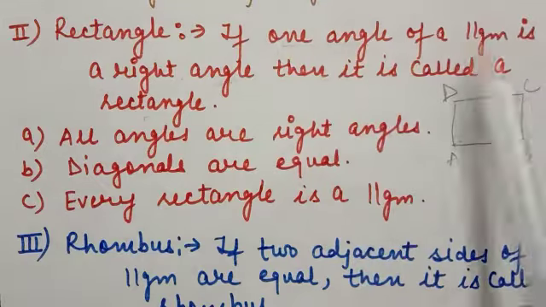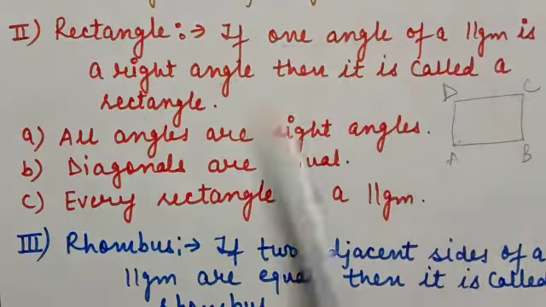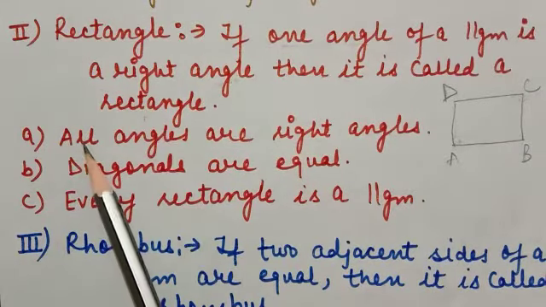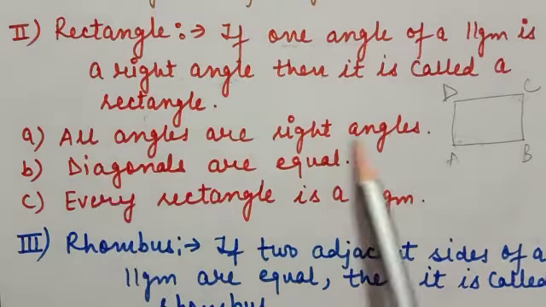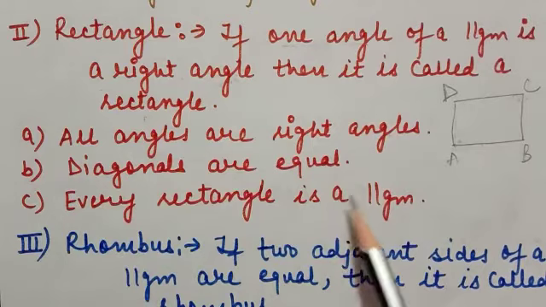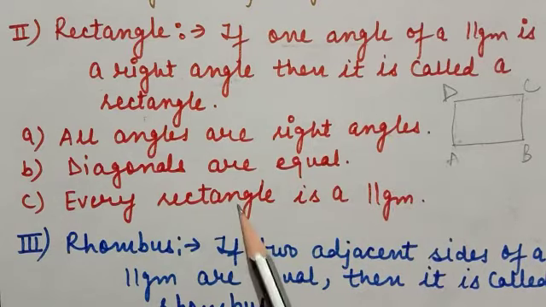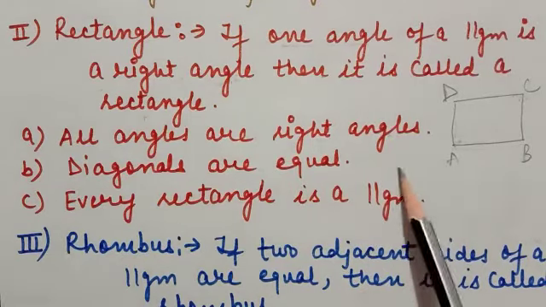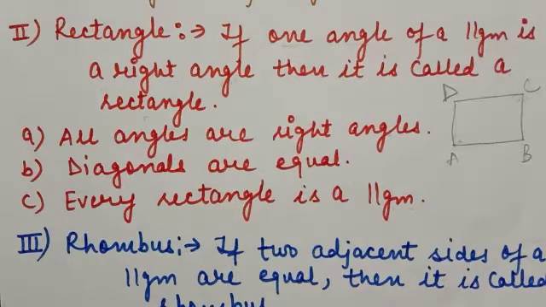So if one angle of a parallelogram is a right angle, then we call it a rectangle. The remaining properties are: all angles are right angles, diagonals are equal, and every rectangle is a parallelogram, but every parallelogram is not a rectangle.